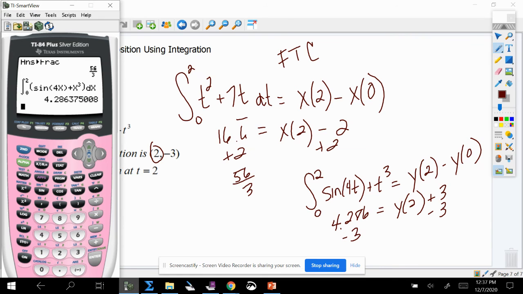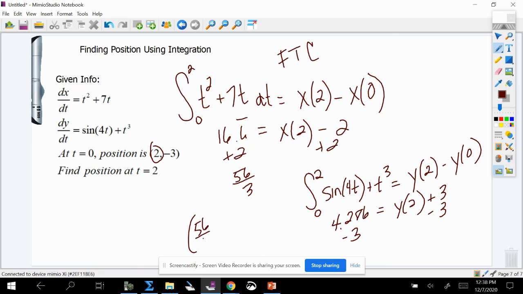So go to the calculator, minus 3. I don't think this will go to a fraction. I'm pretty sure because of the trig it won't, but I'm going to check. Nope. So my position is 56/3, or you could write it as 18.666, and 1.286.